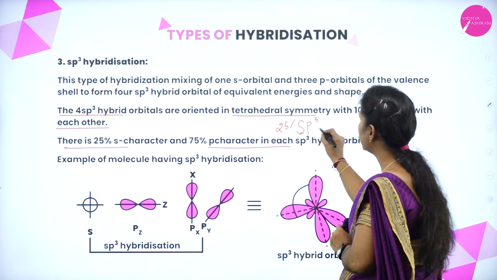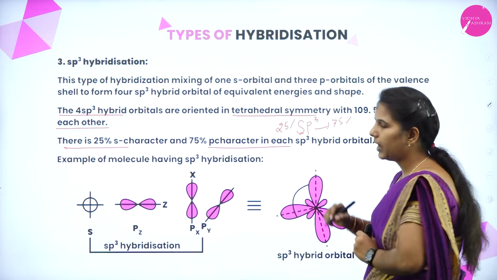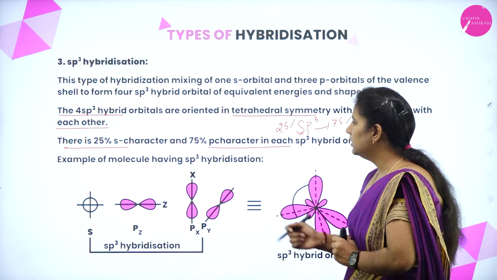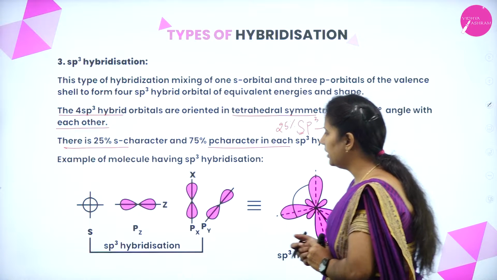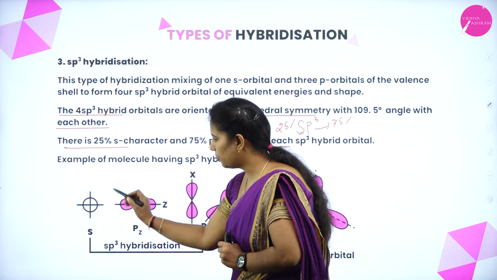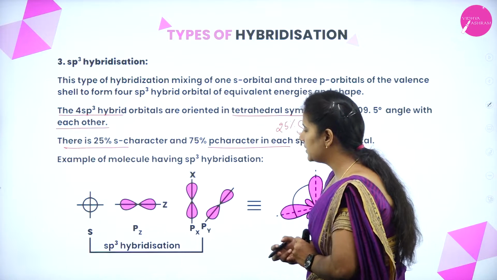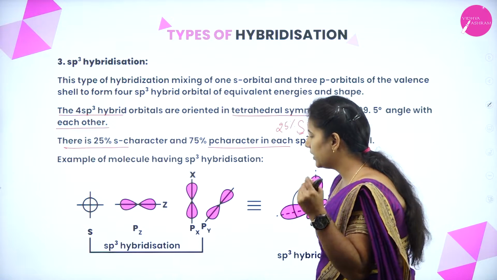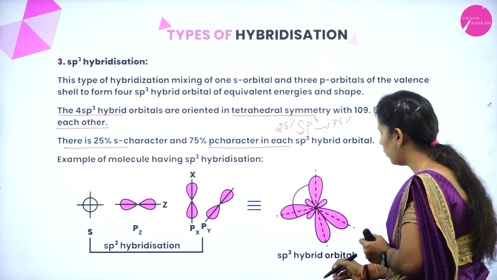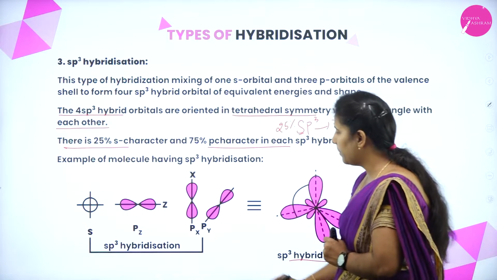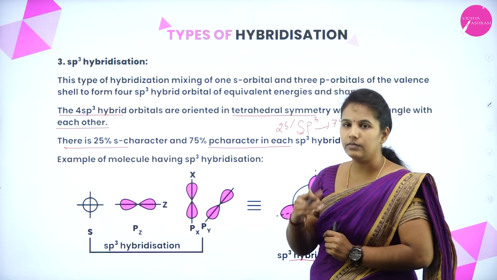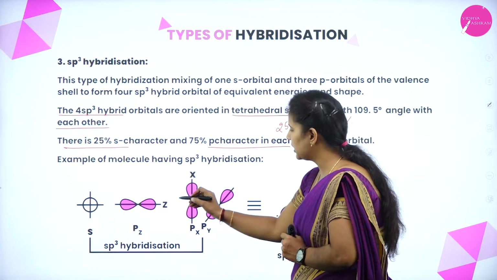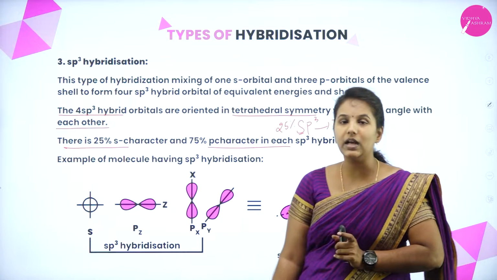25% s character and 75% p character will be observed in sp3 hybridization, because it is sp3. And you can see that here we have the s orbital, which is spherical in shape, and the p orbitals, which are dumbbell shaped. When they overlap, it results in the formation of sp3. Remember, I have drawn 3 different orientations for the p orbital: axial, lateral and sideways.